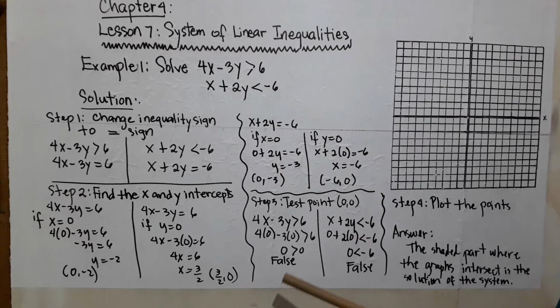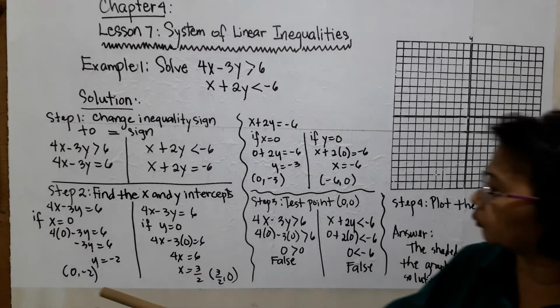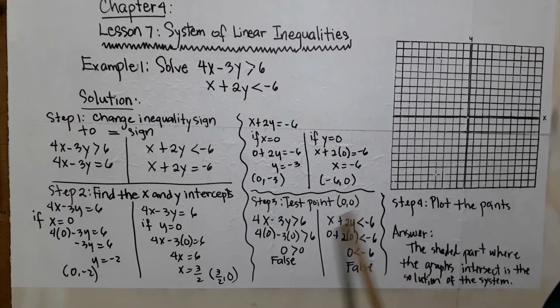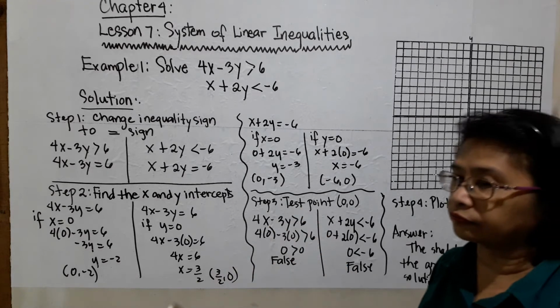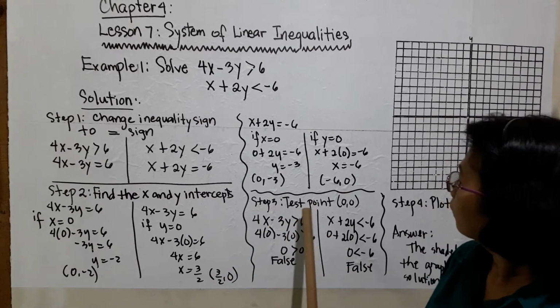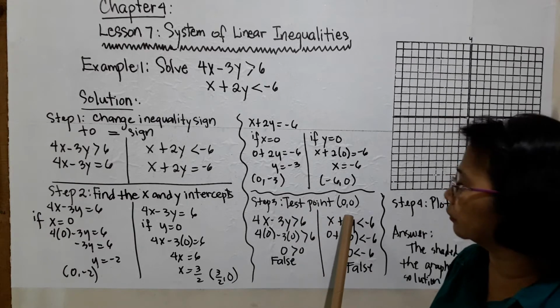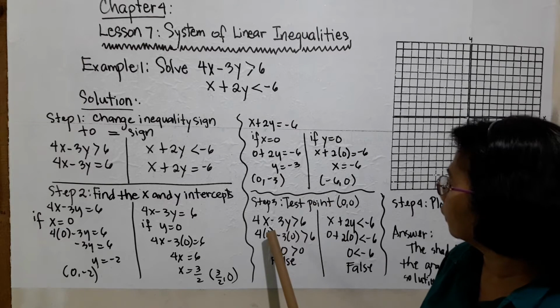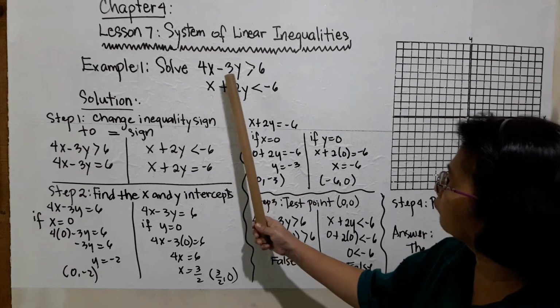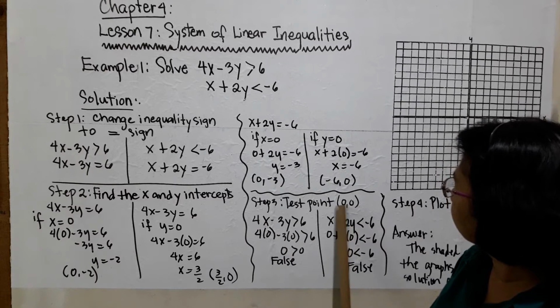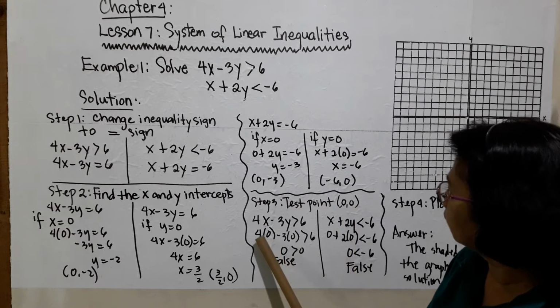So after doing that, we have to plot first. Okay, actually that's step 4. We have to have step 3. Let's determine the location of the graph using test point. I use the origin 0, 0 for our test point. So you copy the given inequalities, the first one and the second one. So this is for the value of x, for the value of y.